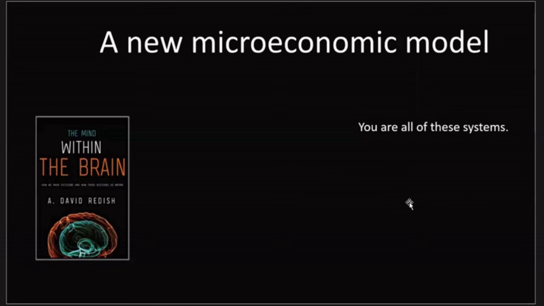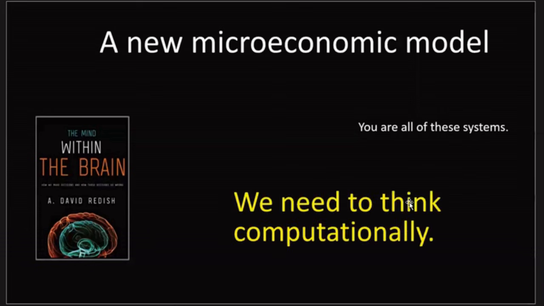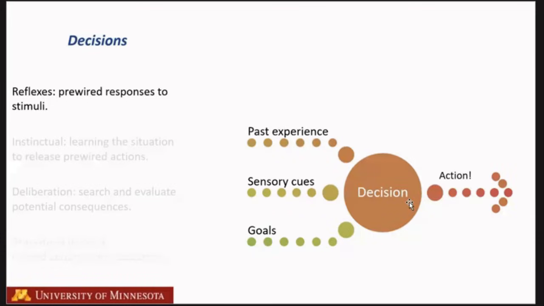So, the new microeconomic model is that you are all of these systems and that we need to think about them computationally. That's going to be my push. So let's go through each of these really quick and see how they represent information, and then we'll see what some of these consequences are.